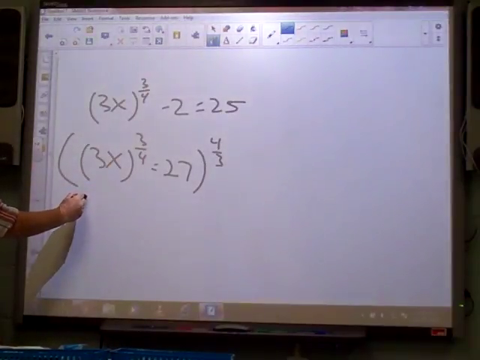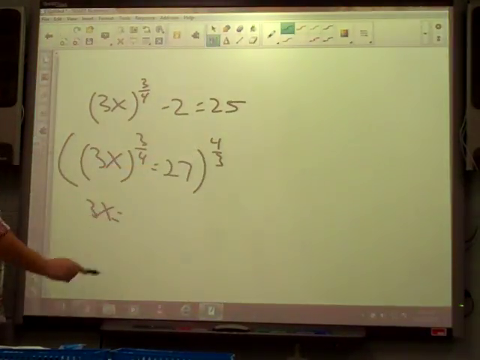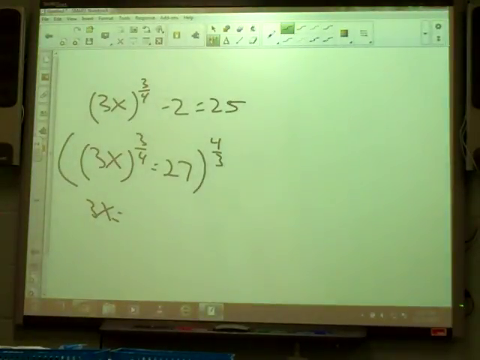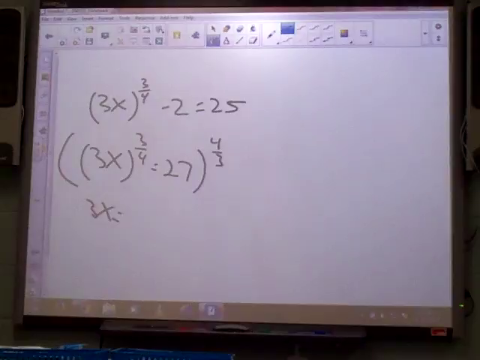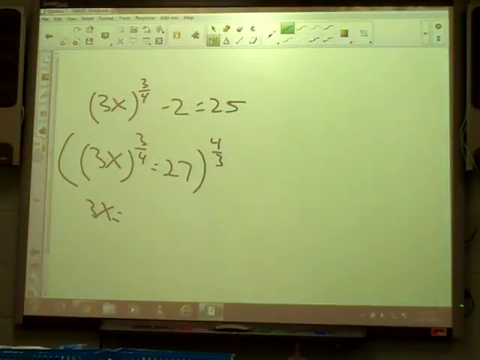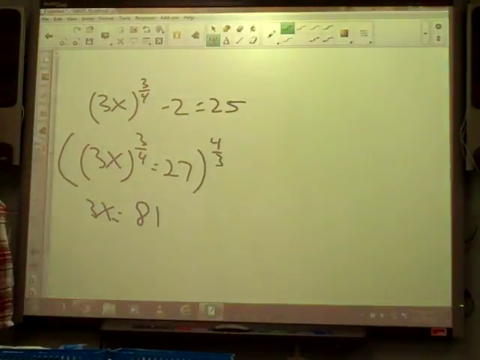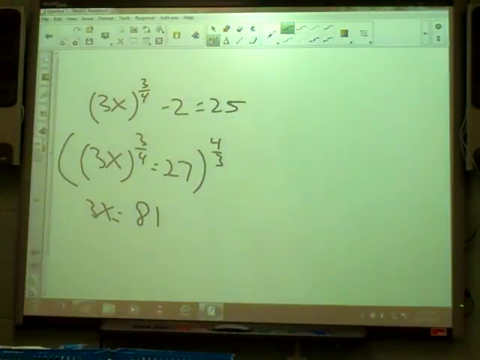So that leaves me with 3x. Now I have to figure out what 27 to the 4/3 power is. I got 81. That's right. And y'all need to make sure you remember how to do that on a calculator.